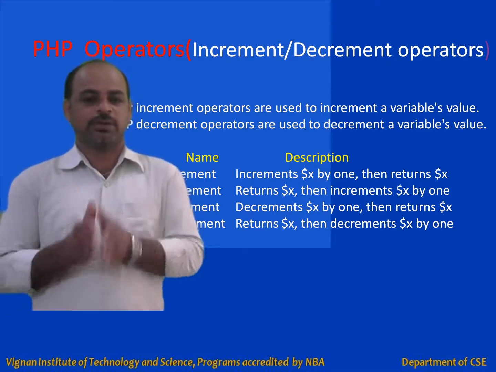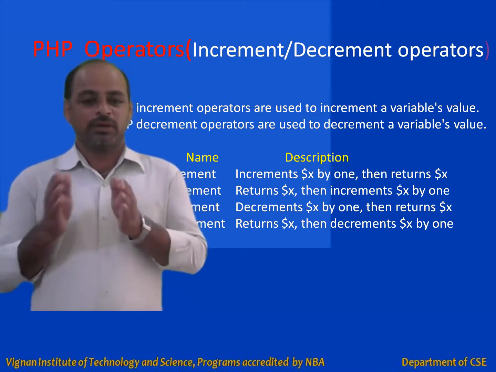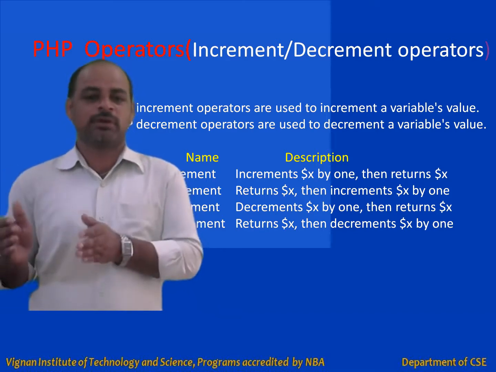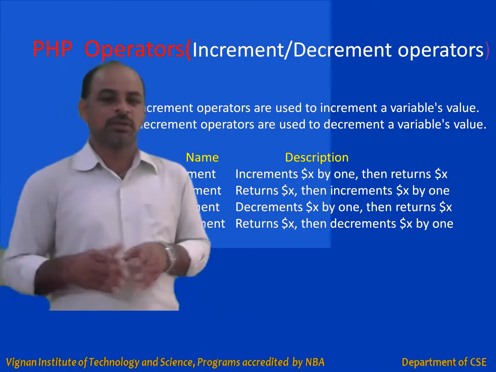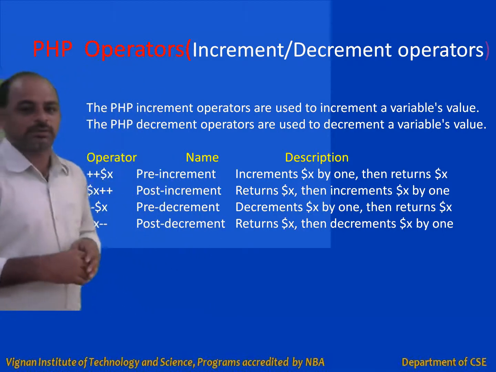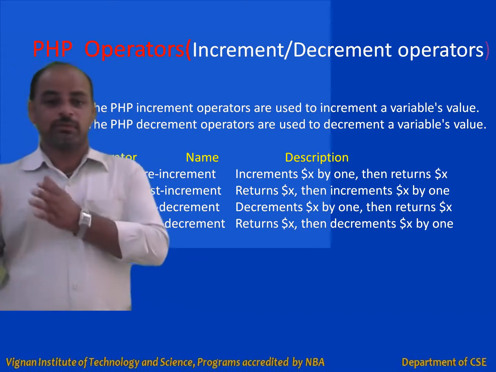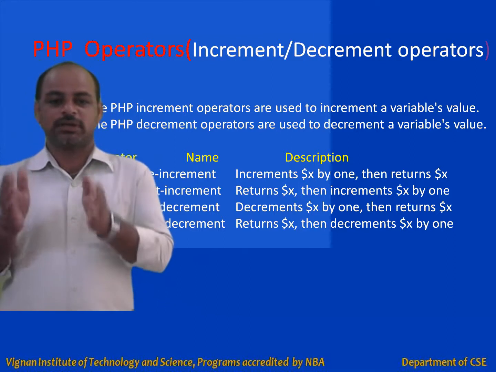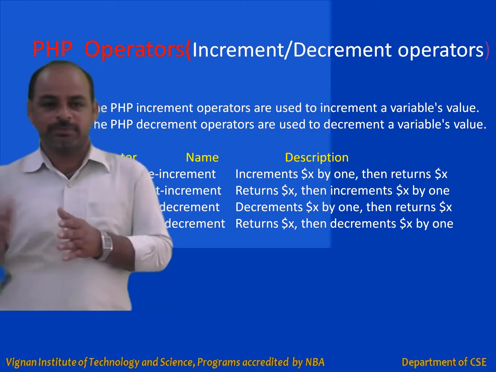Similarly, decrement operator. If x is one variable, its value is 10 here, right? And after applying the decrement operator, that can be minus minus $x, then its value is decremented by 1, and the value becomes 9 here. So in this, again there are two types of operators, one is pre-increment and the other is post-increment. What is pre-increment and what is post-increment? In the pre-increment, what will happen is the current x value is first incremented by 1, then the result will be returned.